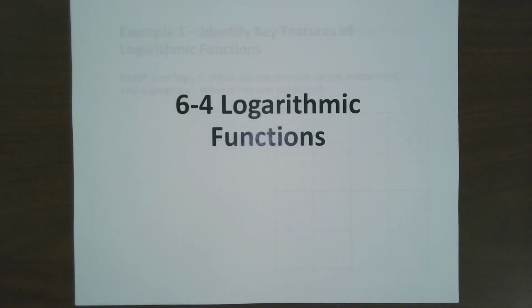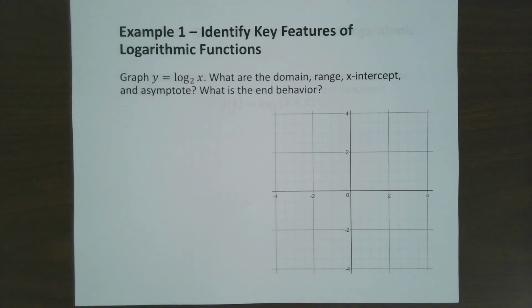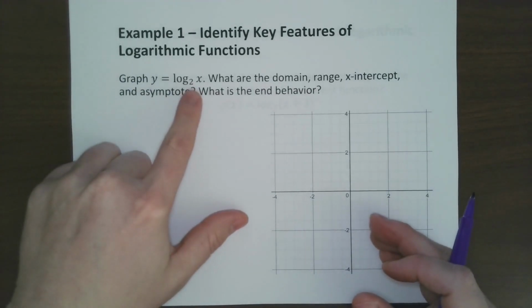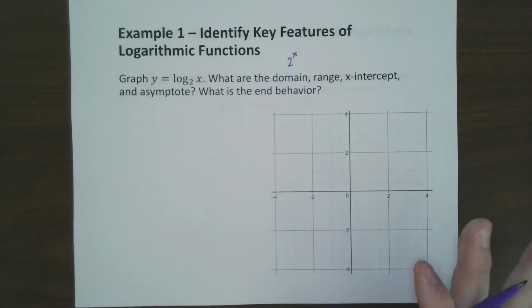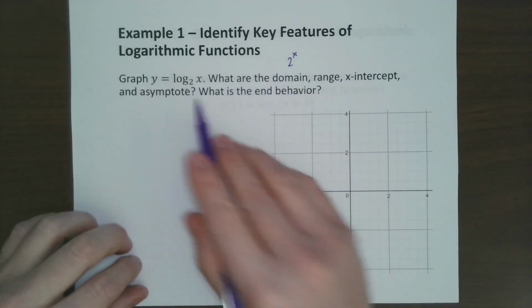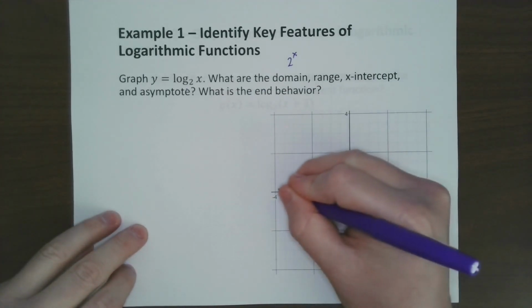All right, today we're talking about logarithmic functions. So when we talk about graphing logarithmic functions, it is the inverse of an exponential function. So this one is the inverse of 2 to the x. And the way we know that is because they have the same base. So if we look at 2 to the x, it's going to look something like this.